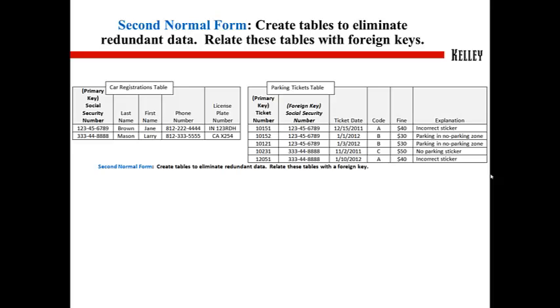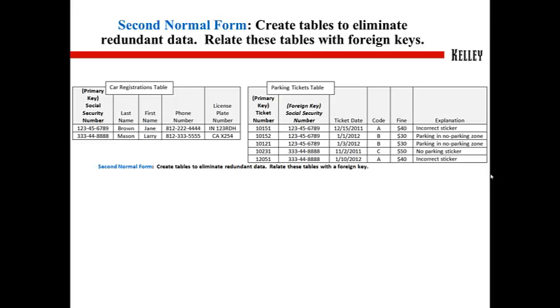In going to third normal form, we want to take a look at all of the fields in the parking tickets table and make sure that they are related or they are functionally dependent upon the primary key. So let's take a look at parking tickets table. The primary key is the parking ticket number. The ticket data is related to the parking ticket number. The code is related to the parking ticket number. However, the fine and the explanation are not. Actually, they are related to or dependent upon the code number.